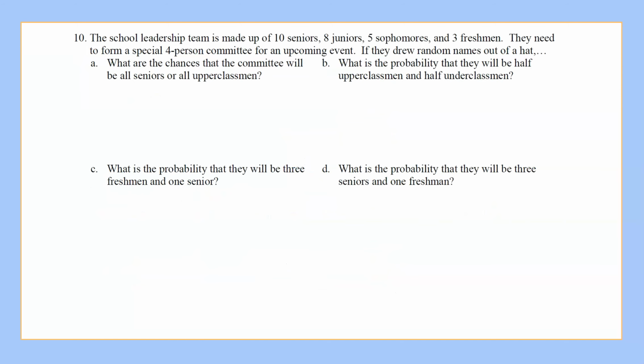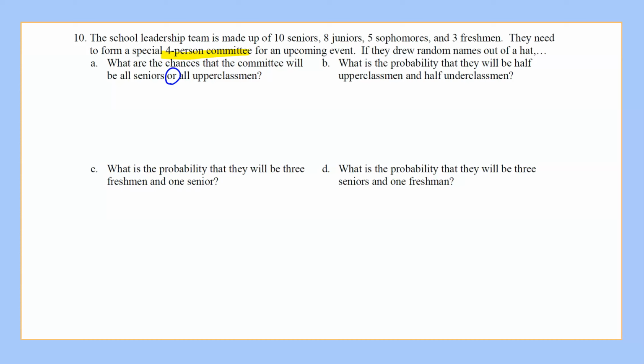Moving on to question number 10. There is a school leadership team that's made up of 10 seniors, 8 juniors, 5 sophomores, and 3 freshmen. They need to form a special 4-person committee for an upcoming event. If they drew random names out of a hat, A, what are the chances that the committee will be all seniors or all upperclassmen? So, or means that we are adding the two probabilities together.